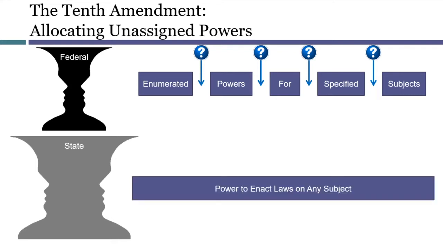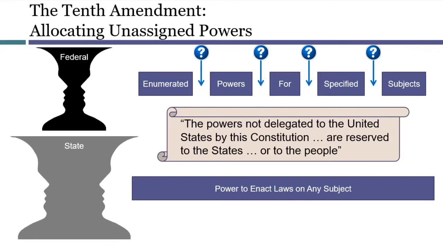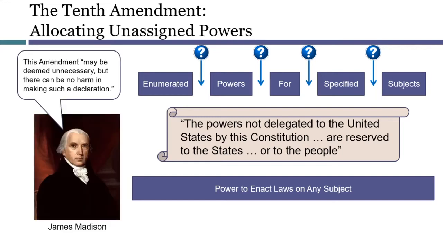States could. States have authority to legislate on any subject, including subjects where Congress also has enumerated power. But during the drafting of the Bill of Rights, the question was posed by several states. So in response, Congress proposed the language that we now know as the 10th Amendment. It indicates that leftover powers that had not been given to the federal government could still be exercised by the states or by the people. Because this was a logical result of the structure of the Constitution, James Madison, who wrote the 10th Amendment, said that the provision may be unnecessary, but it couldn't do any harm.